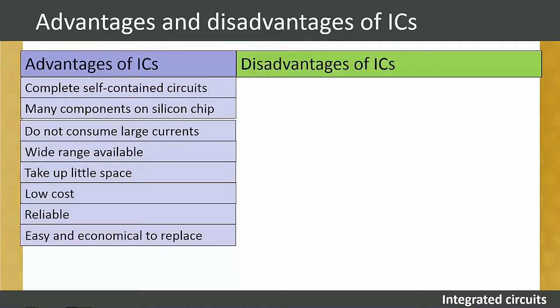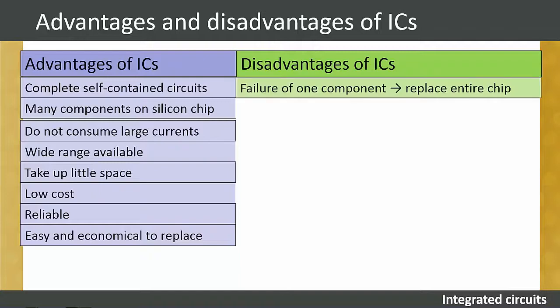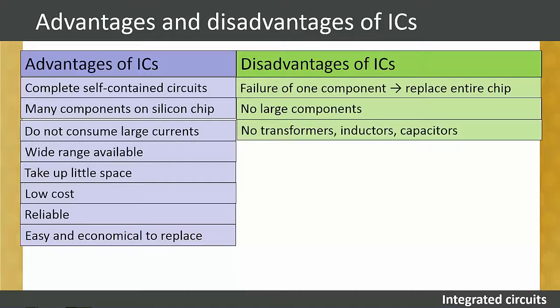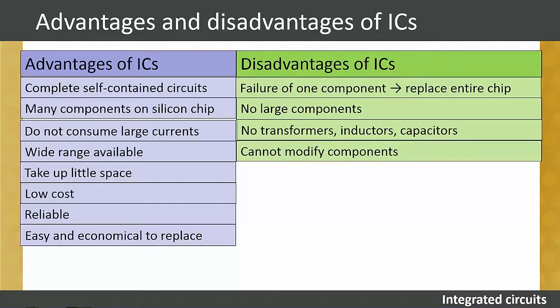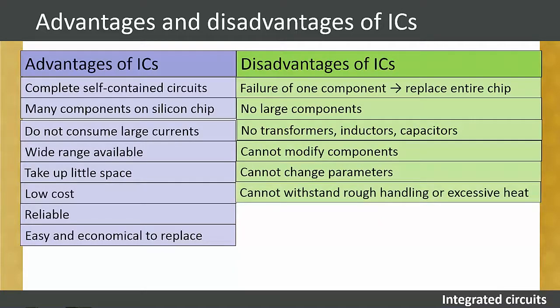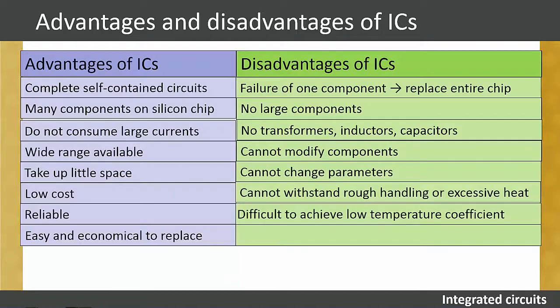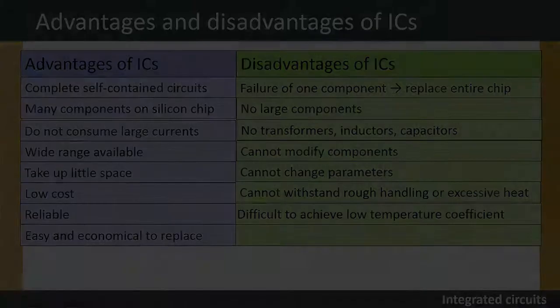So what are the disadvantages of integrated circuits? If one component in an IC fails, this means the whole circuit has to be replaced. Physically large components cannot be incorporated into an IC. It is impossible to include transformers or any other kind of inductor or large capacitor in an IC. Integrated circuits are not flexible. Their components can neither be modified nor can the parameters of operation be changed. Delicate handling is necessary as ICs cannot withstand rough handling or excessive heat. A low temperature coefficient is difficult to achieve.